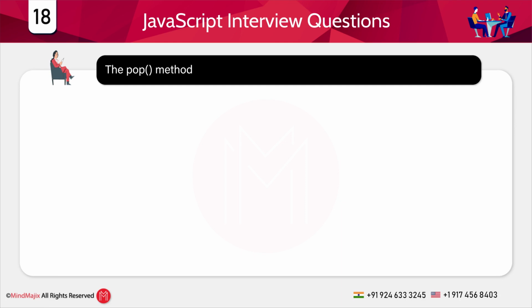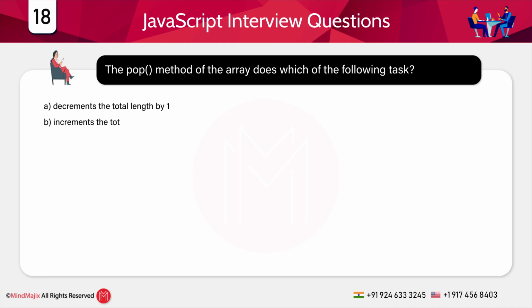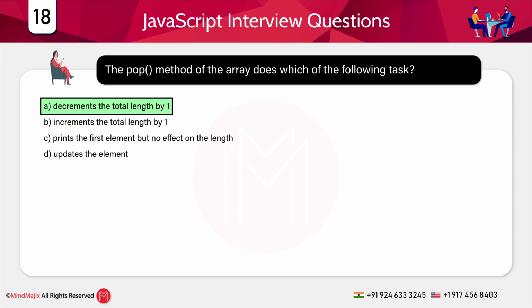The pop method of the array does which of the following tasks? So the pop method is used to remove the element from the array. The options are: decrement the total length by 1, increment total length by 1, print the first element but no effect on the length, update the elements. So the answer is decrement the total length by 1.